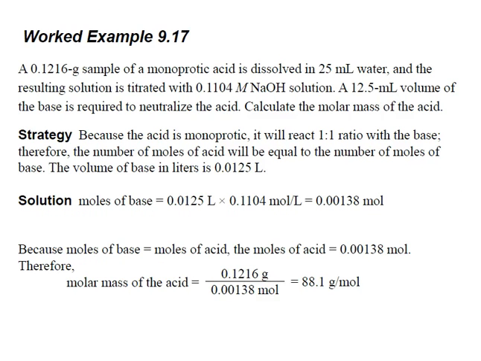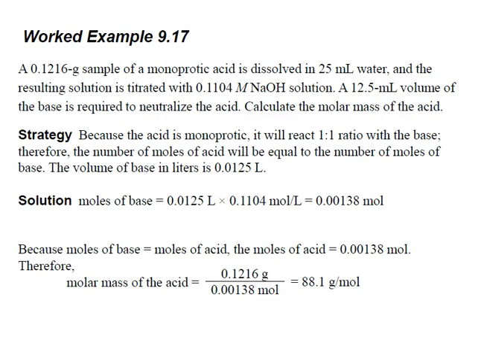Last one. A 0.1216 gram sample of a monoprotic acid is dissolved in 25 milliliters of water, and the resulting solution is titrated with 0.1104 molar sodium hydroxide solution. A 12.5 milliliter volume of the base is required to neutralize the acid. Calculate the molar mass of the acid.